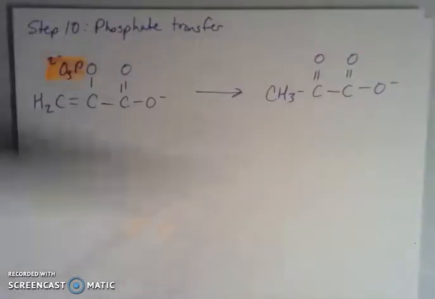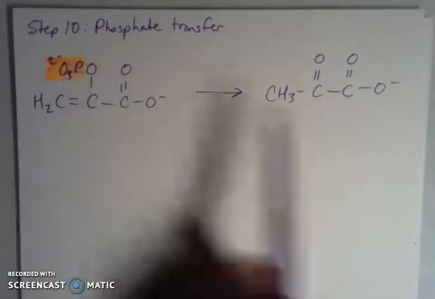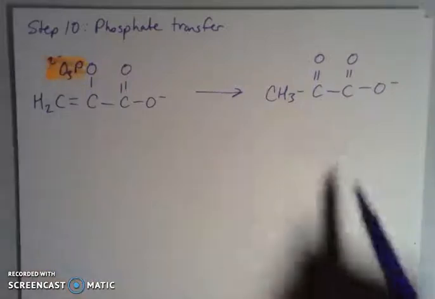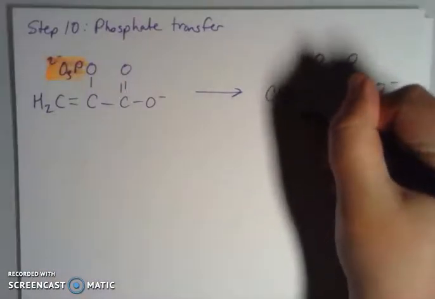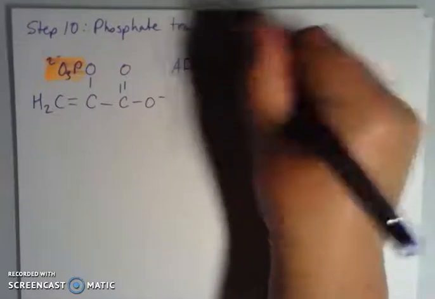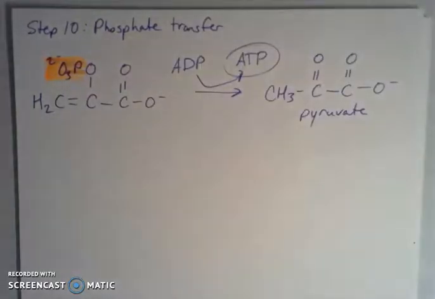pyruvate. So in step 10, we're going to do a phosphate transfer. Well, where does the phosphate go? I had the phosphate on my phosphoenolpyruvate, and now all I have left is pyruvate. So what happens? Well, the same thing that happened before. An ADP is going to come along and pick up that phosphate group, forming ATP. And again, woohoo, I made some ATP.